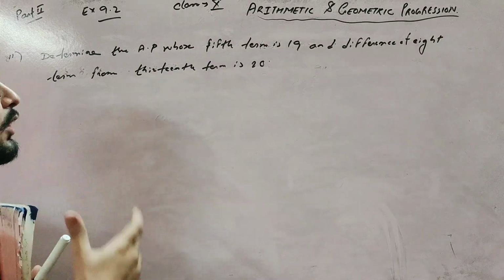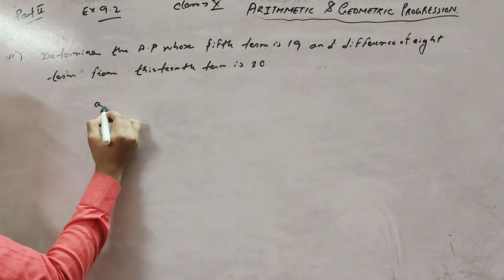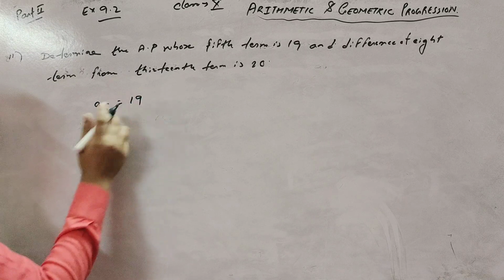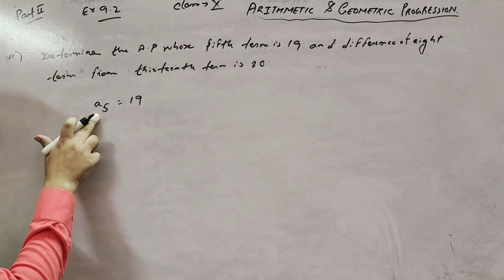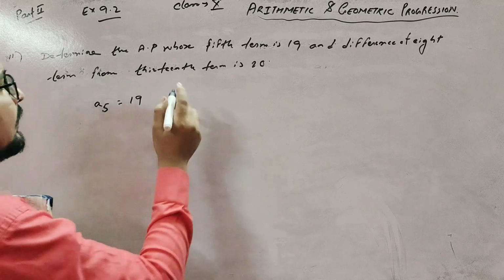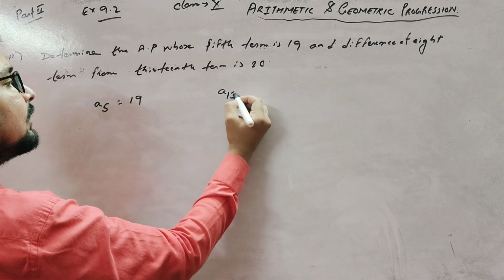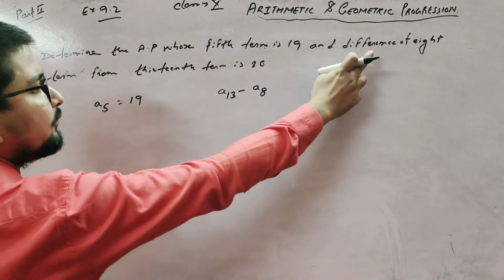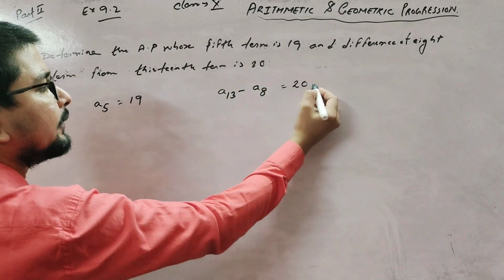Series. Okay, so first of all, what is given? Fifth term is 19, that means A5 is 19. We know how to write first term, second term, third term, fifth term. That's why we have written 5 here. Okay, and the given is the difference of 13th term minus 8th term. That difference of 8th term from 13th term is 20.